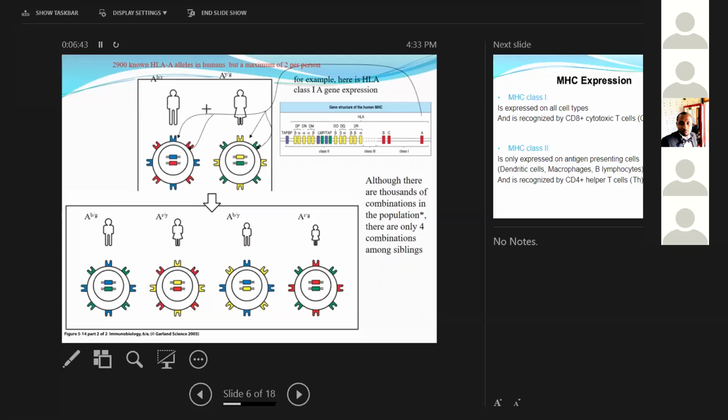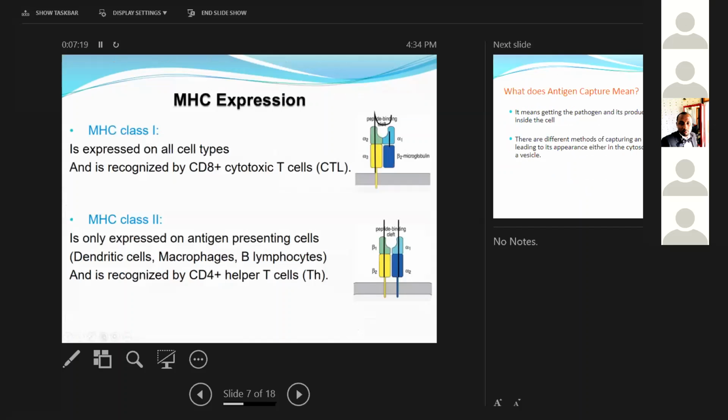Okay, so what will be the children? The children would take one allele from the father and one allele from the mother. So the children can be 1 and 3, or 1 and 4, or 2 and 3, or 2 and 4. So there are only 4 combinations that the children can have. And you can see here, the children could be completely different, or they can be 50% sharing alleles, or 25, or 0. Okay, and this is what makes it more complicated. Next slide, please.